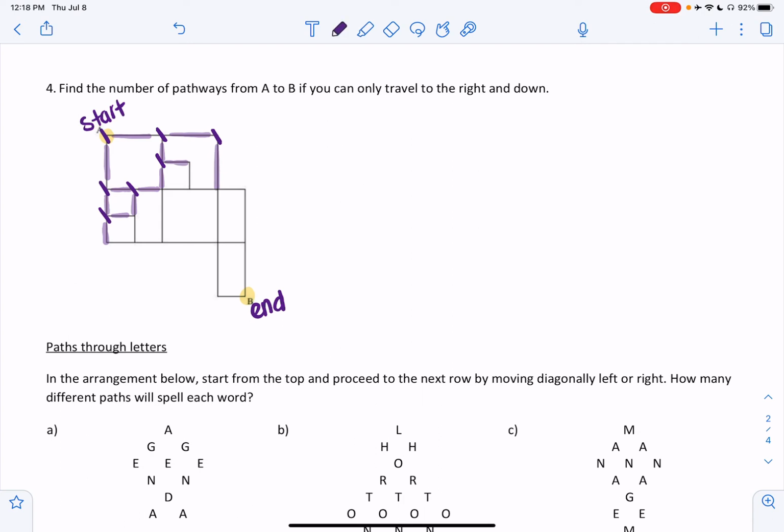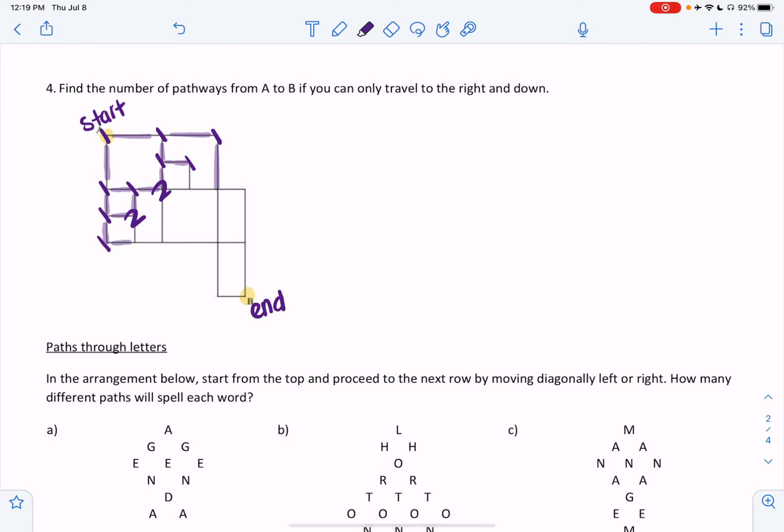So let's figure out how many ways we can get to the ends of these routes. This is only touching a 1. 1 plus 1 is 2. 1 plus 1 is 2. This one's only touching a 1. And this one down here, we need to wait a second because I can also go this way, so I need to find the other number there. Okay, now let's continue again.